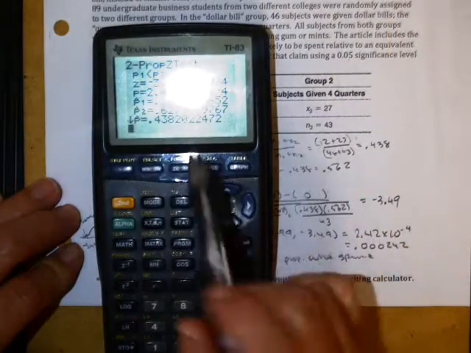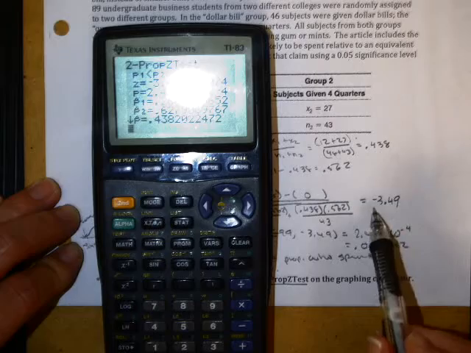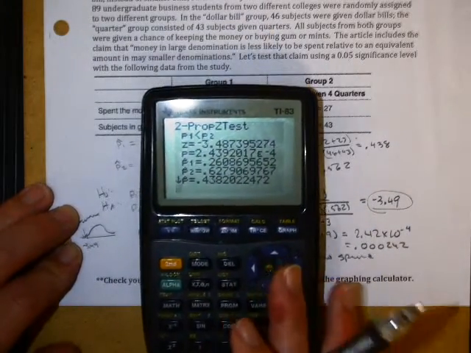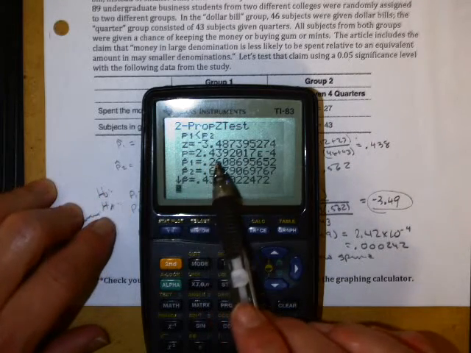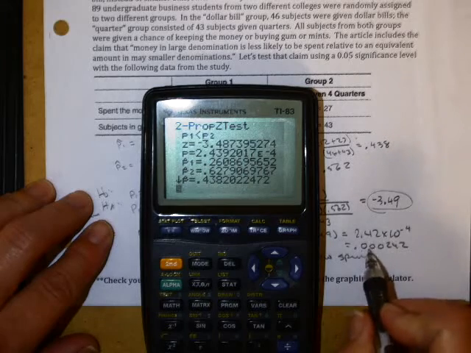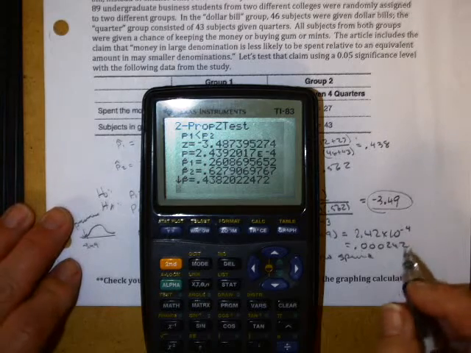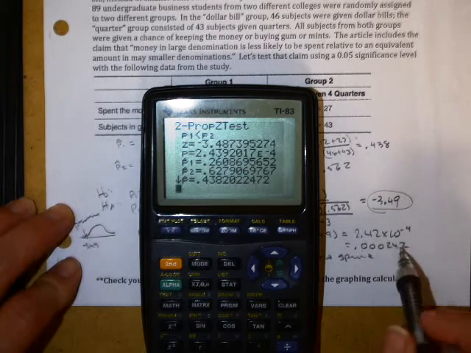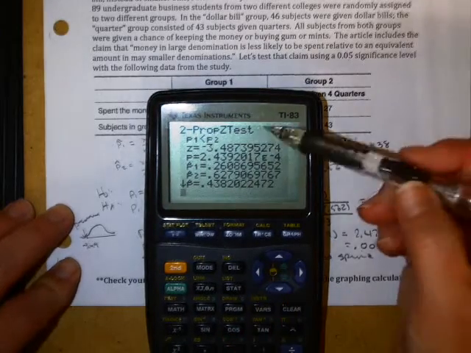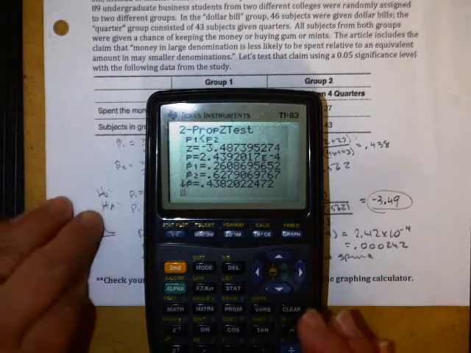You can see that my test statistic is negative 3.487, which when rounded to 3 significant digits is negative 3.49. And my p-value is 2.44 times 10 to the negative 3, which is 0.000244, which is really close to the p-value that we calculated. It's a little bit different because of rounding, but you can always do the 2-prop-z test to find your test statistic and your p-value, and then decide if you want to reject or fail to reject the null.